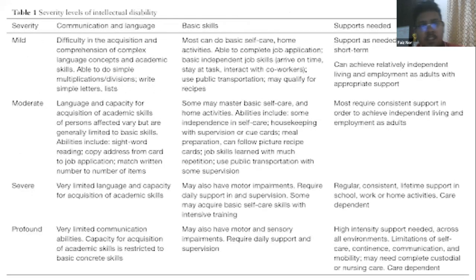For mild, the child can be independent but has difficulty comprehending academic skills. For moderate, the child can sustain himself but needs moderate assistance. For severe, the child can still be independent in the most basic skills with intense training and requires supervision in most situations. But for profound, the patient is almost 100% reliant on assistance for everything.